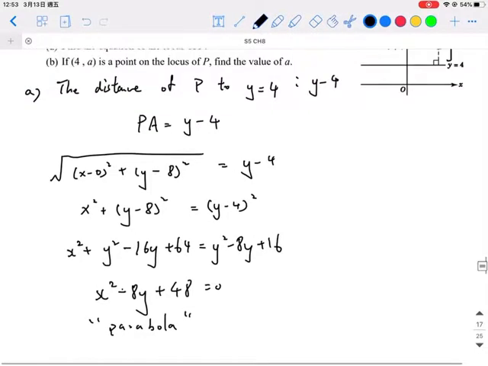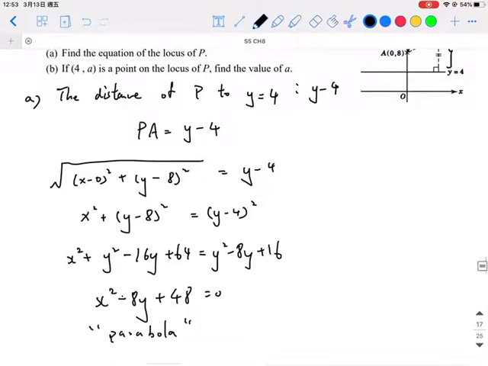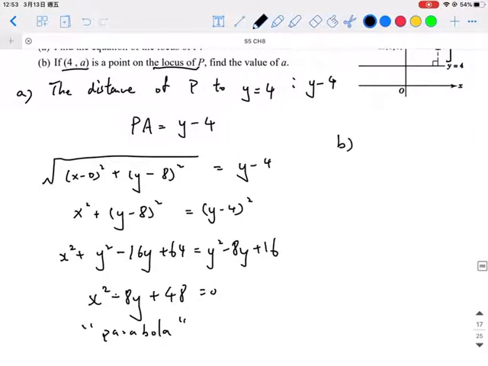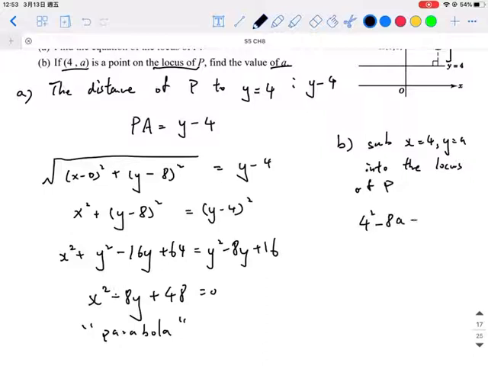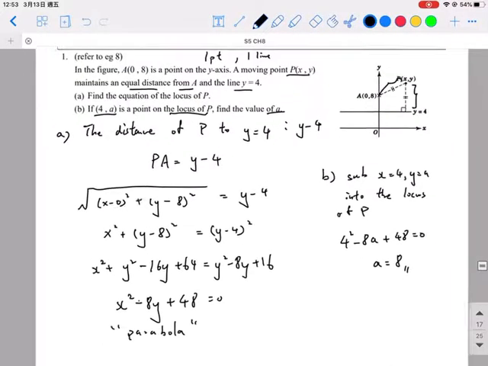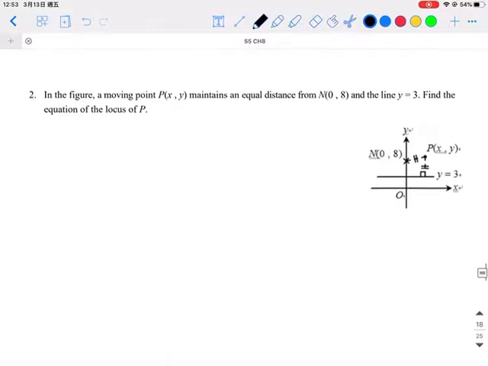Okay, that's the first part. And for the second part, if (4, a) is a point on the locus of P, so for part B, find the value of a. So we can substitute x equal to 4, y equal to a into the locus of P. So it becomes 4 squared minus 8 times a plus 48 equals 0, and you will get the answer a equal to 8. So we finish the first one and go to the second one.